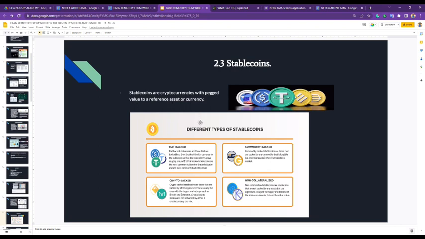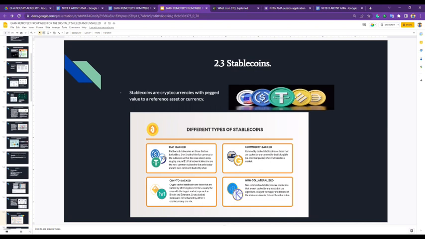So based on the types of stablecoin that we have, we have the fiat-backed, we have the commodity-backed, we have the crypto-backed, we have the non-collateralized, and I'm pretty sure with innovations many more will come. These are the ones I was able to figure out. And the fiat-backed stable coins are those that are backed by a 1-to-1 ratio with a fiat currency.